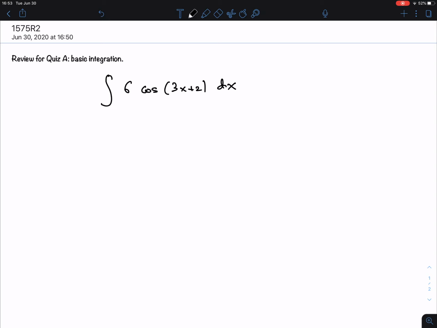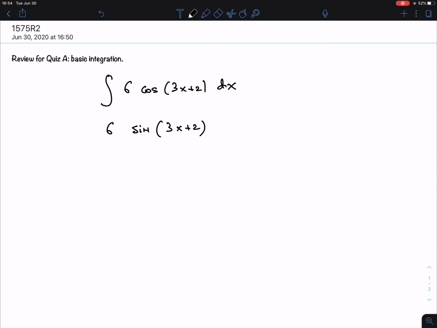So what is this? Well, first of all, the 6 can come out, and then I have to take the antiderivative of cosine, that is sine, but it is not just x, it's 3x plus 2. Okay, but then we know that if it's not just x, but a little bit more, we have to think. We have to say, is there anything that if I take the derivative of this thing is correct? Well, first of all, one thing is not correct, right? Because the derivative of sine, no, that's correct. The derivative of sine is cosine. So the plus and minus signs are correct here.